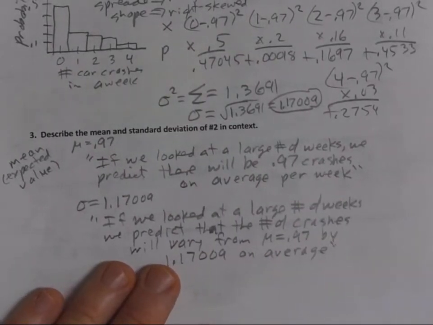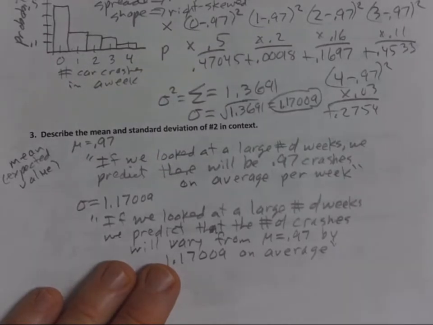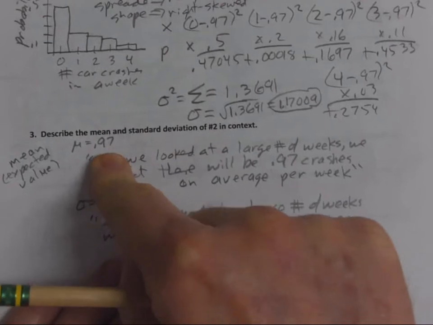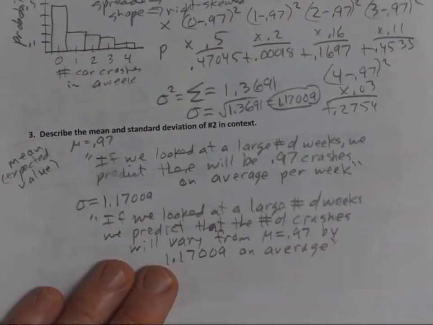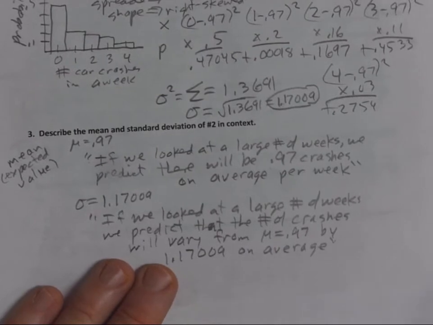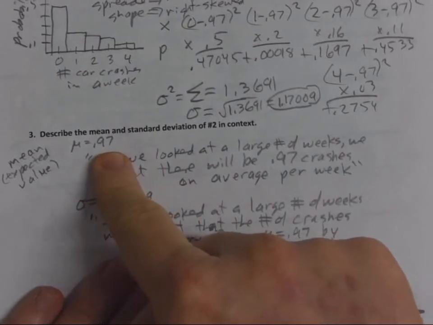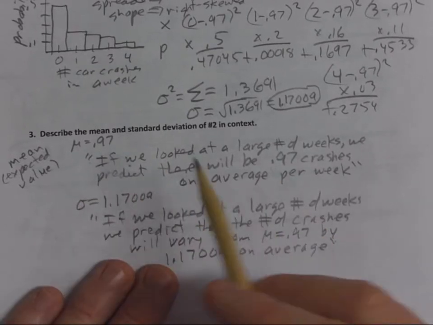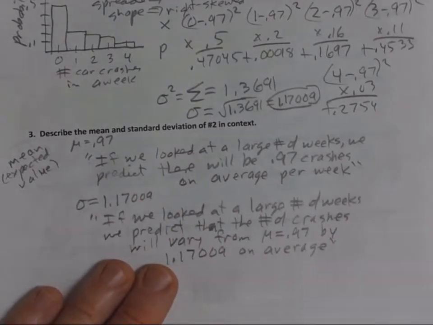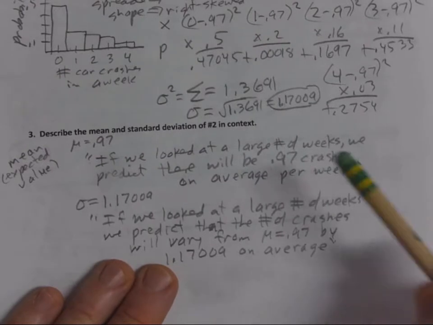Don't say that, hey, if we looked at 1 week, we're expecting 0.97, or we're expecting 1 crash. Do not round that number. Report its exact value. Certainly, if it has a number of decimal places, at least put a few decimal places, 2 or 3. But that is stating the meaning. You have to say it as a long-term issue. If we looked at a large number of trials, that's important.